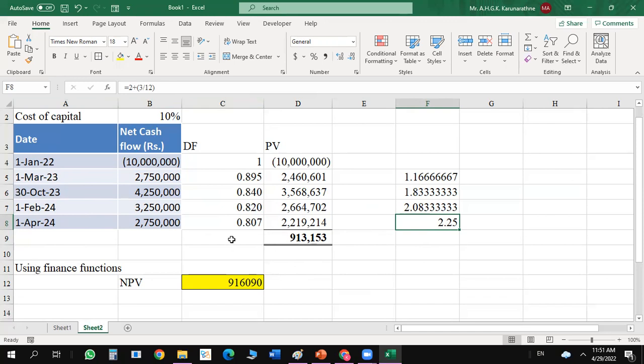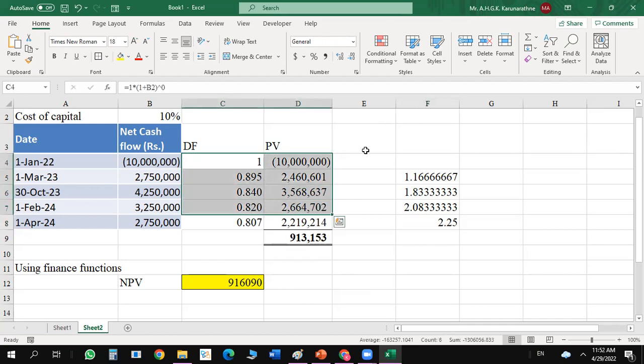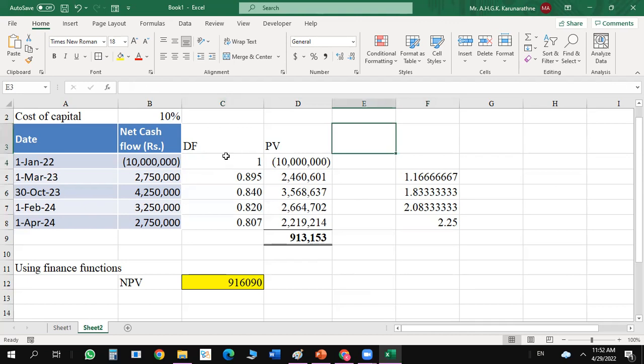So this is how we compute. If you are going to compute your NPV using this traditional table approach, it is not easy, right? And you can easily compute NPV using this inbuilt finance function very conveniently. Especially it is very convenient if you are going to compute NPV for projects with irregular cash flows.